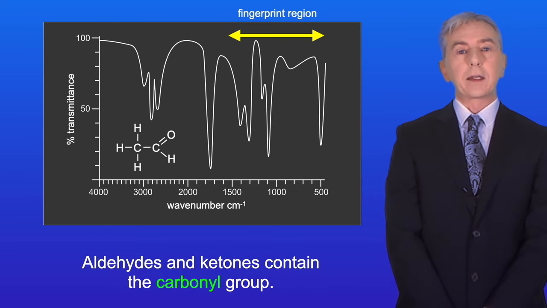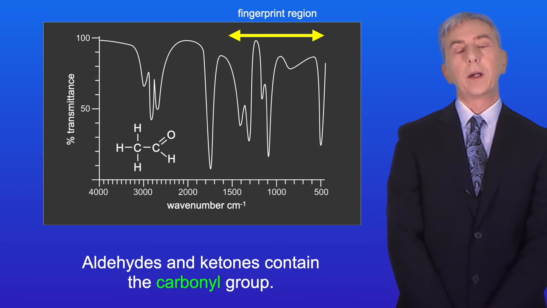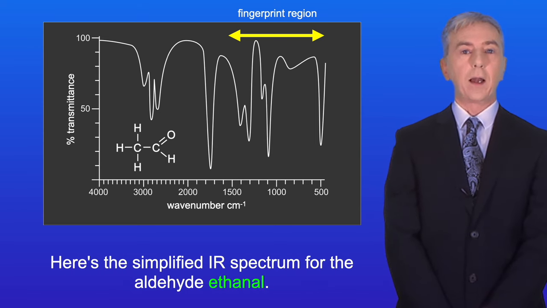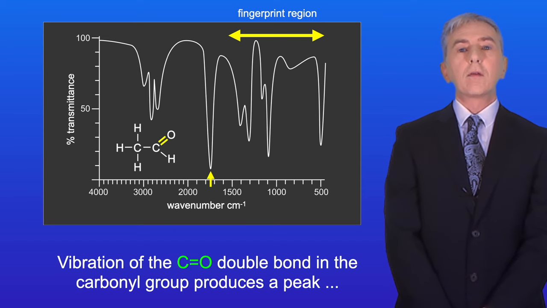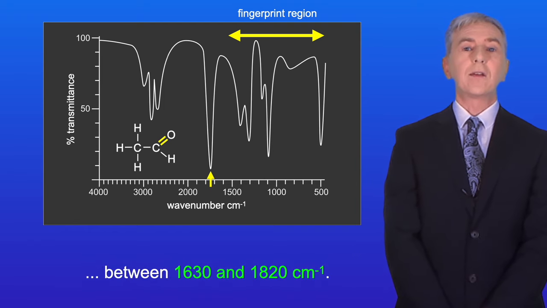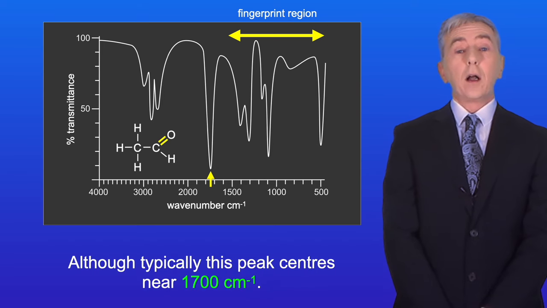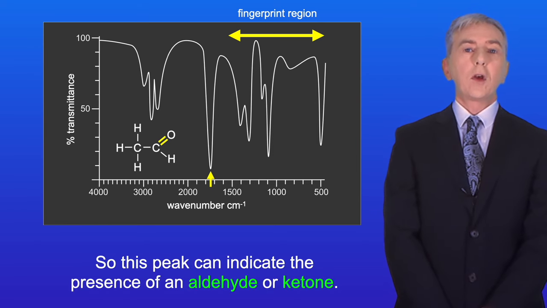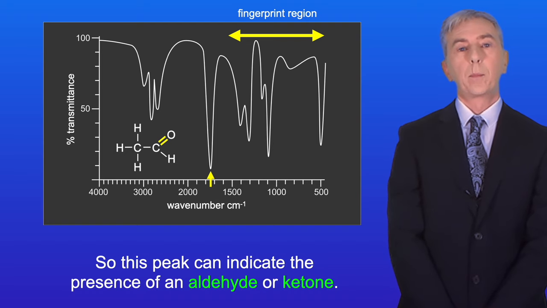Now, aldehydes and ketones contain the carbonyl group. Here's the simplified IR spectrum for the aldehyde ethanal. Vibration of the carbon to oxygen double bond in the carbonyl group produces a peak between 1,630 and 1,820 centimetres to the minus 1, although typically this peak centres near 1,700 centimetres to the minus 1. So this peak can indicate the presence of an aldehyde or ketone.